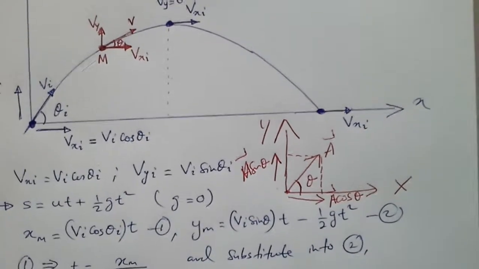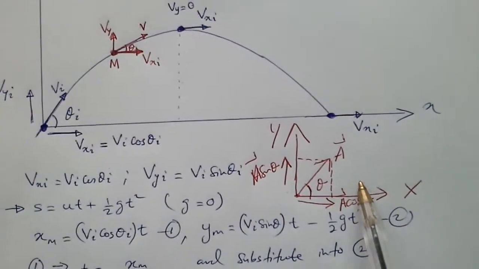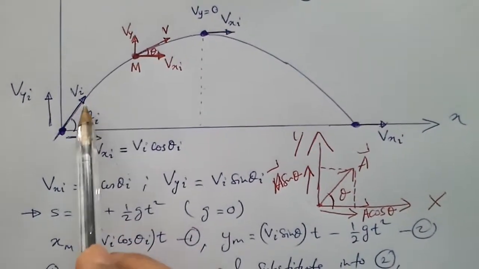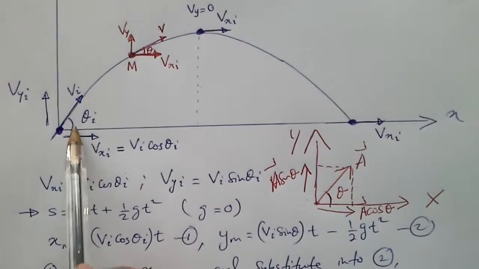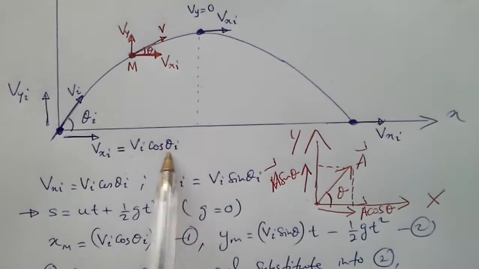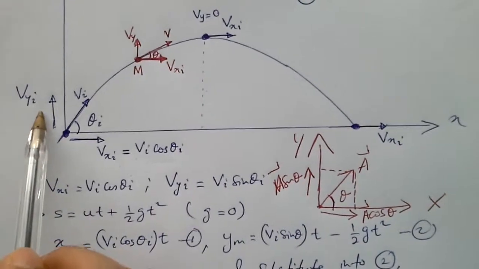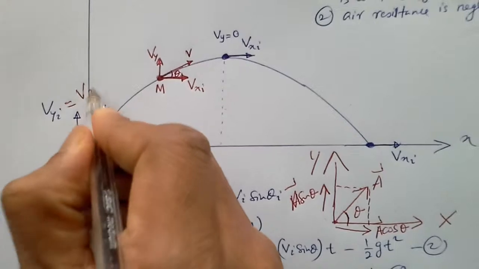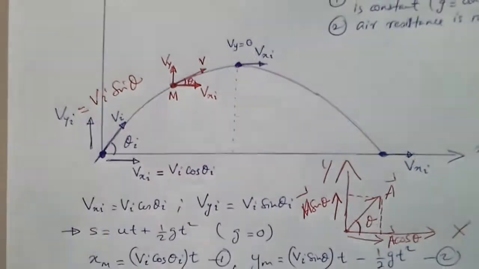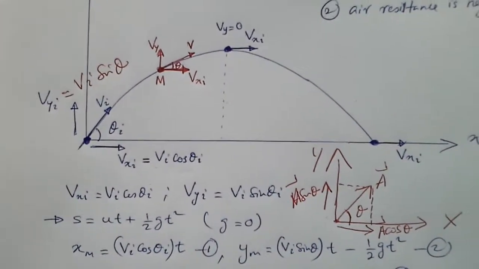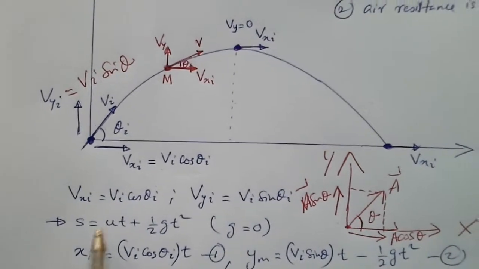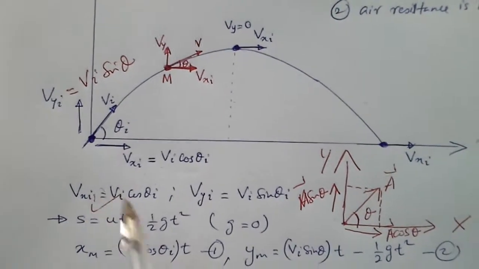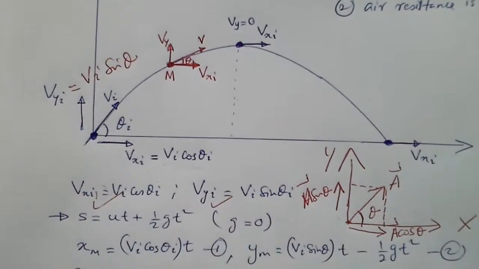So this is the idea, and I'm using the same here. This is my vector. If I divide along this direction, I will get vi cos theta, and on this side I will get vi sin theta. So we found the initial vxi and vyi.